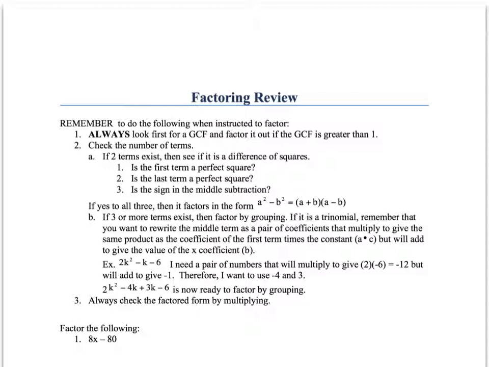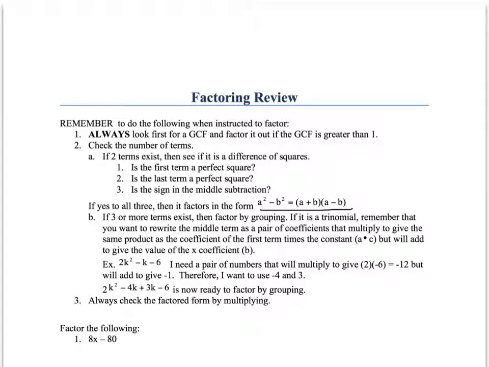If there are 2 terms, check first to see if you have a difference of squares. So ask yourself 3 simple questions. Is the first term a perfect square? Is the last term a perfect square? And is the sign in the middle subtraction? If you can get a yes to all 3 of those questions, then you will have a difference of squares, and it factors in this form.